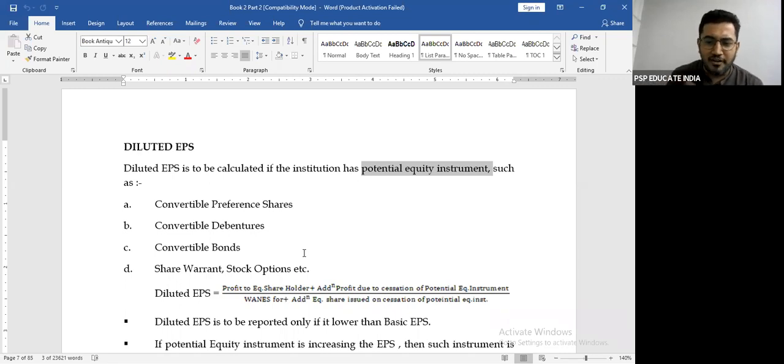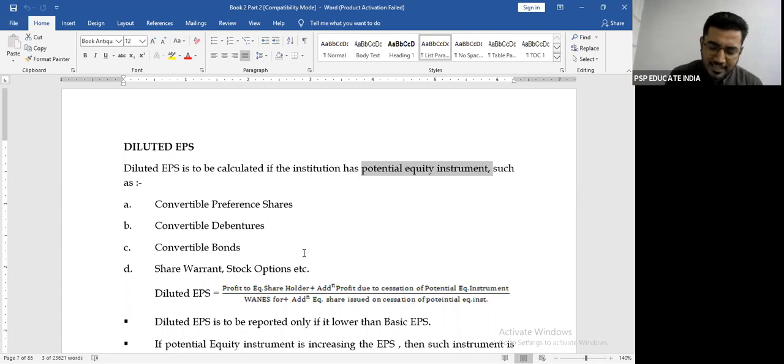So your profit will increase. Why? Because there is cessation of potential equity instrument. On the other hand, with the increase in profit, your number of shares will also increase because those debentures will now convert themselves into equity shares. Are you getting it? So your diluted EPS formula is very simple.